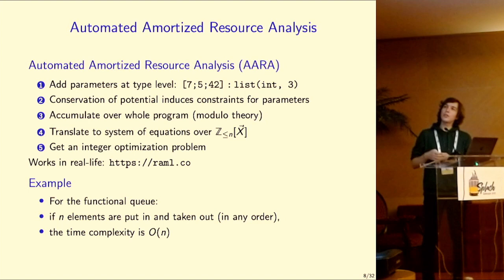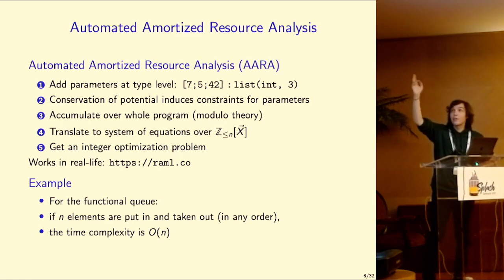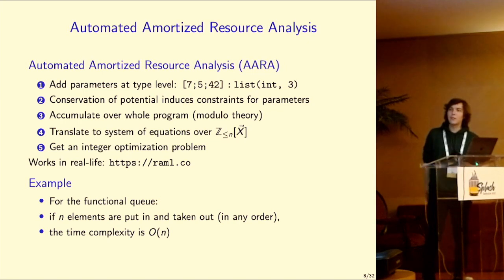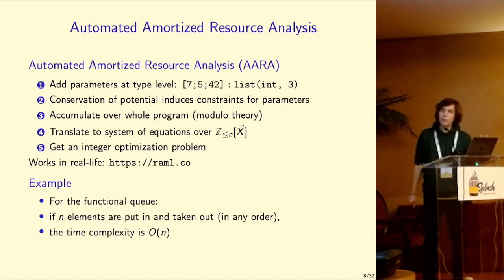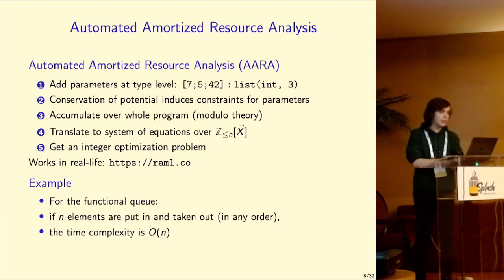What you do is you try to solve this constraint in some consistent but not complete way to get some system of equations that you can eventually optimize to get a bound. For example, using standard HARA techniques, we can figure out that if n elements are processed, we do get a linear time for the functional queue we saw earlier.